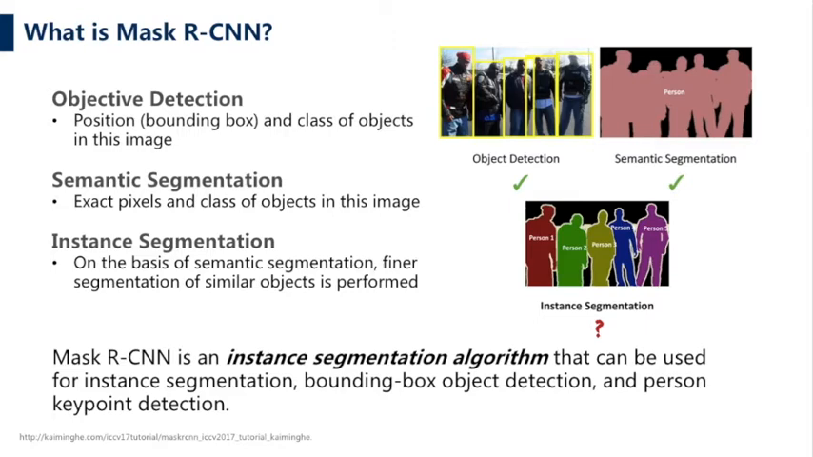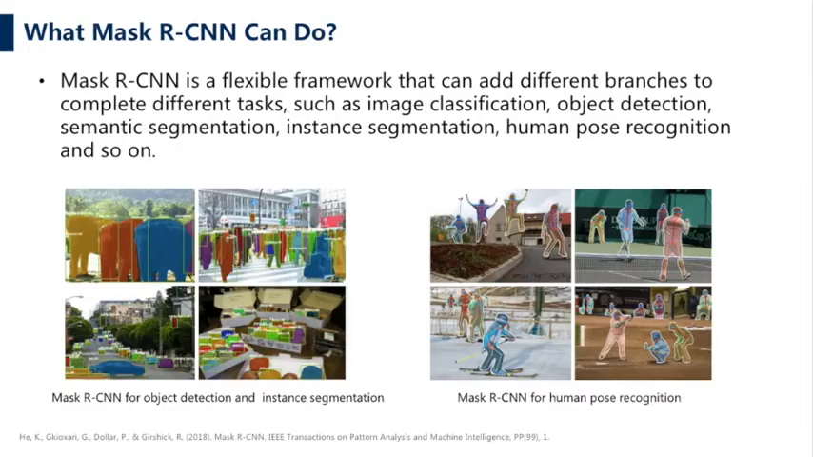On the basis of this segmentation, instance segmentation performs the finer segmentation of the similar objects, such as person 1, person 2. Mask RCNN is an instance segmentation algorithm that can be used for instance segmentation, bounding box object detection, and the person key point detection. What can Mask RCNN do? Mask RCNN is a flexible framework that can add different branches to complete different tasks.